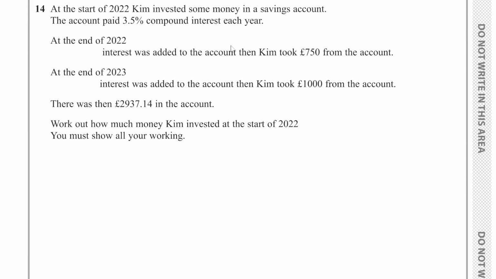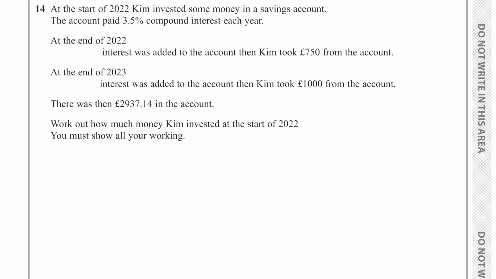Question 14. At the start of 2022, Kim invested some money in a savings account. The account paid 3.5% compound interest each year. At the end of 2022, interest was added, then Kim took 750 out. At the end of 2023, interest was added, and then Kim took 1,000 out. There was then £2,937.14 in the account. Work out how much money Kim invested at the start.